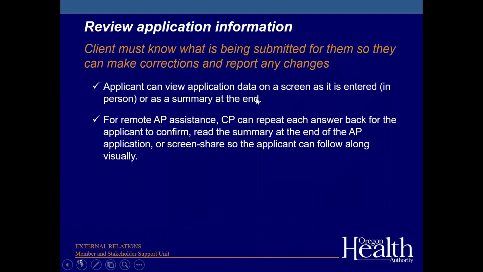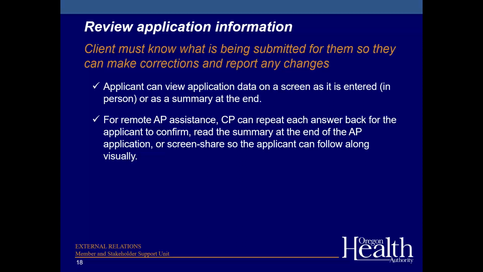All right, the next piece is reviewing the application information, right? So this is actually step 3. The number 1 was tell people they're going to be signing to this stuff, provide their documents, review application information. So this is that third piece. The core of it here is that clients must know what is being submitted for them so they can make corrections and report any changes. And they need to see or hear what is being submitted for them or about to be submitted for them before it's submitted so they can make any corrections initially.